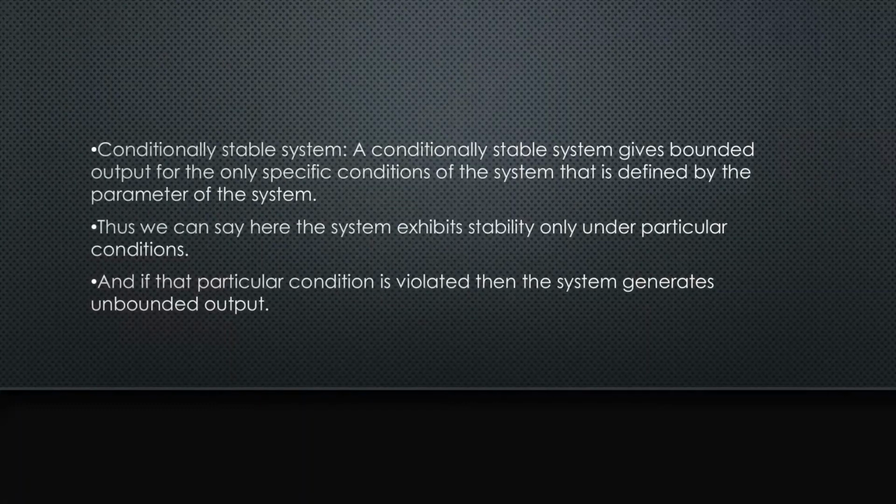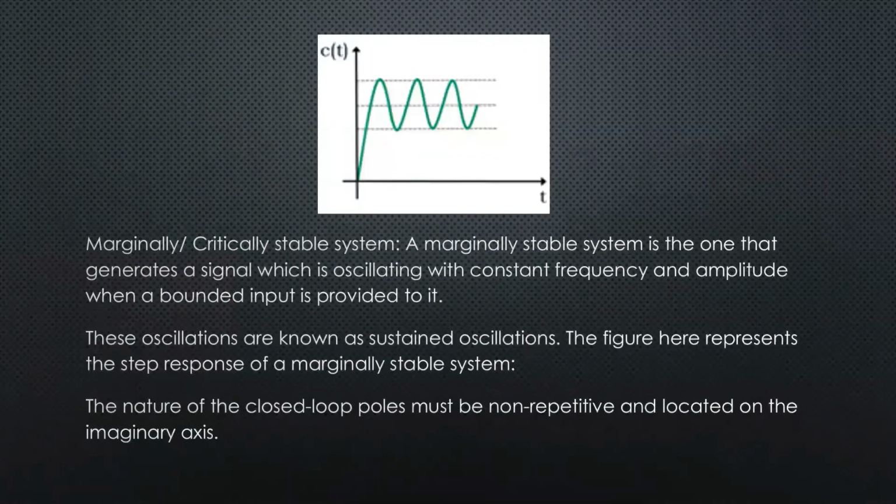Thus, we can see here the system exhibits stability only under particular conditions, and if that condition is violated, then the system generates unbounded output. A marginally stable system is one that generates a signal oscillating with constant frequency and amplitude when a bounded input is provided to it. These oscillations are known as sustained oscillations.